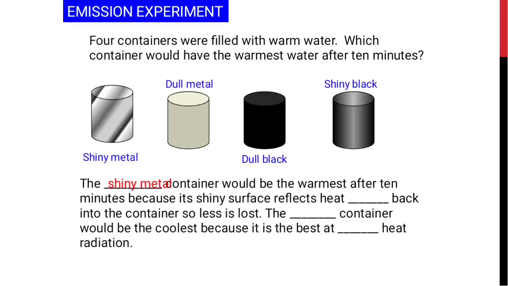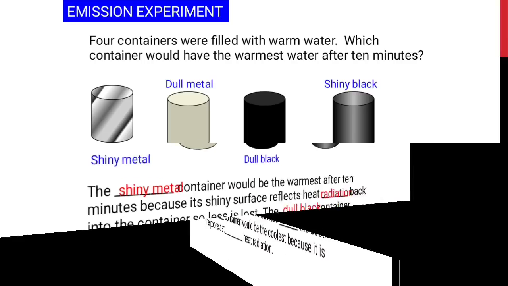The shiny metal container would be the warmest after 10 minutes because its shiny surface reflects heat radiation back into the container, so less is lost. The dull black container would be the coolest because it is the best at emitting heat radiation.